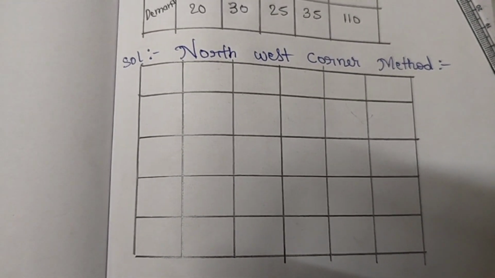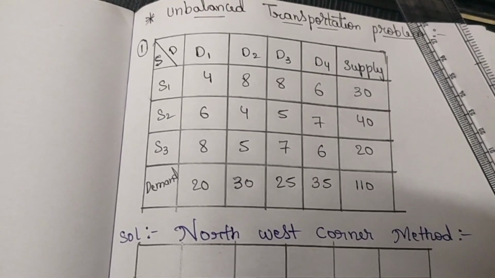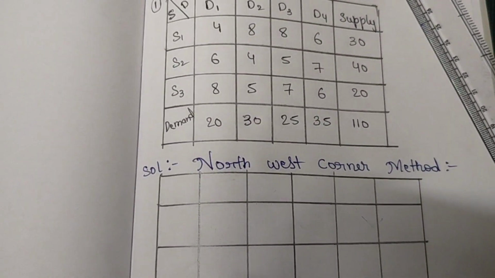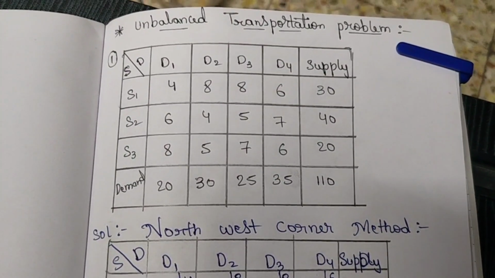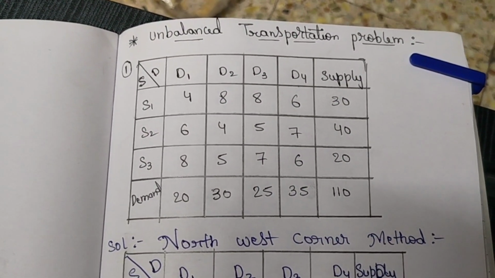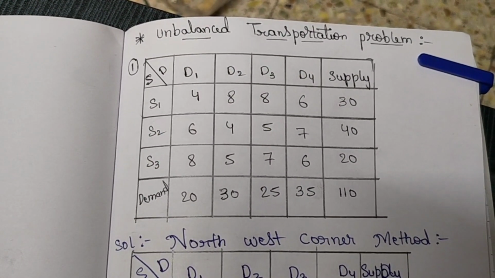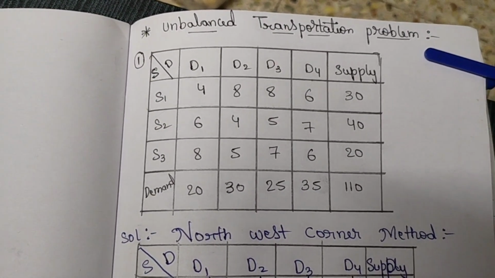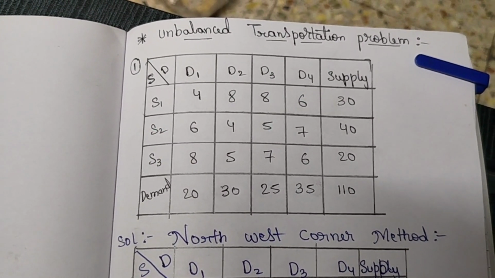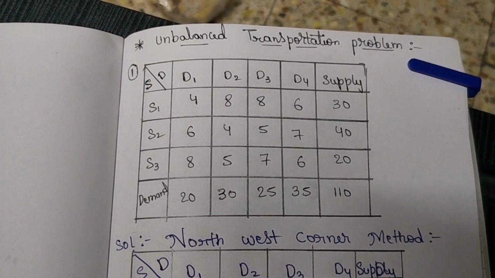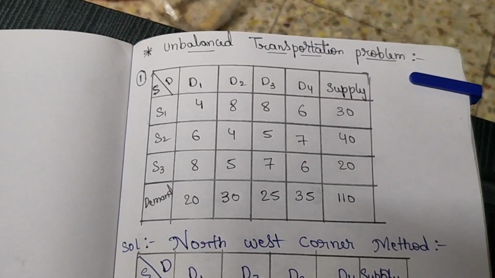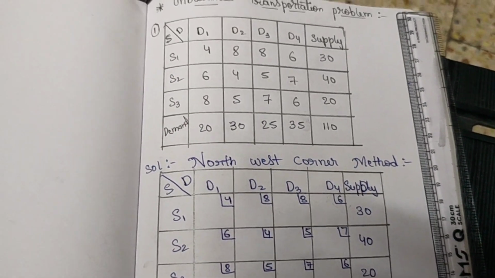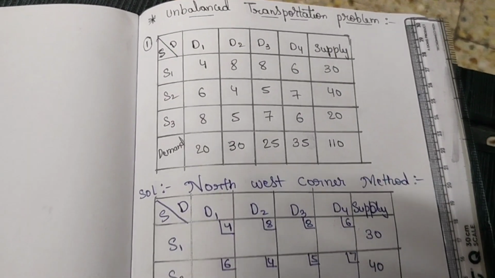Let us solve it. To solve the northwest corner method, take all the values as given in the question. As this is an unbalanced problem, we have been given supply 30, 40, 20 and demand 20, 30, 25, 35. Demand is equal to 110 and supply is equal to 90. So there is a shortage of 20 units in supply. That's why this problem is said to be an unbalanced transportation problem.